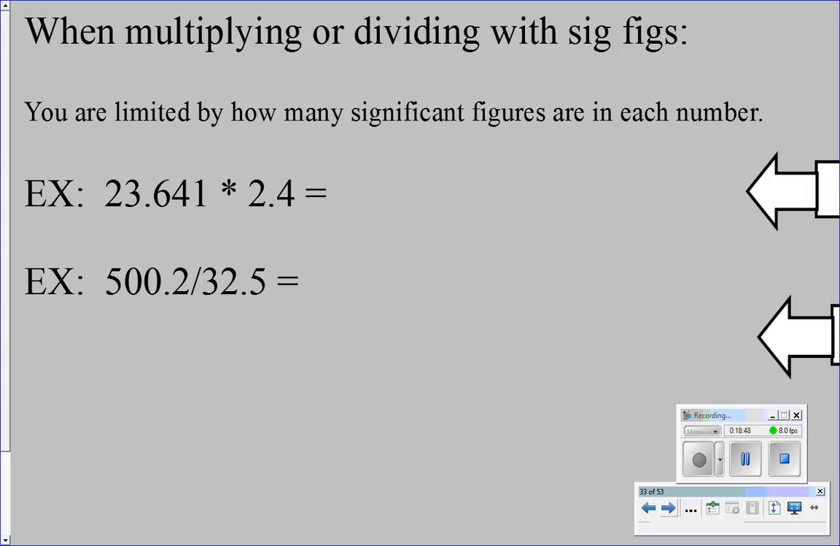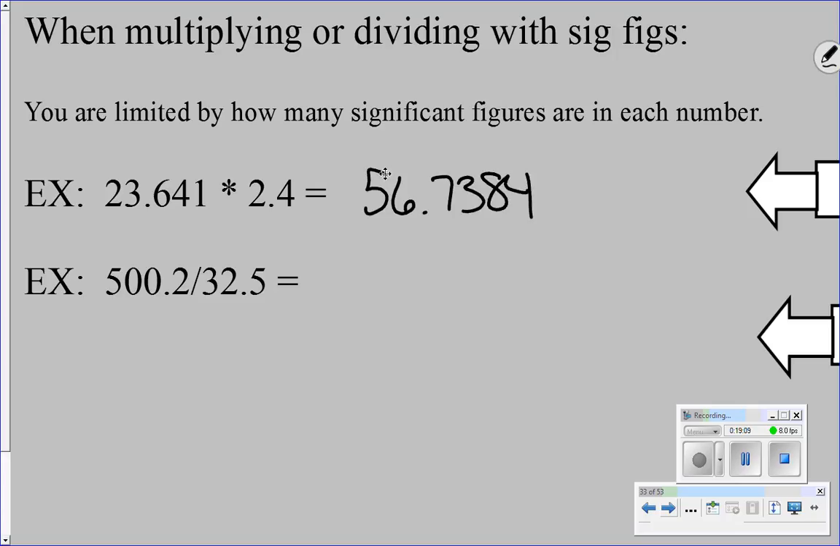For multiplication and division, the rule is a little bit different. Decimal places can move a lot in multiplication and division, so we actually base this on the number of significant figures. So if you punch each of these into your calculators, 23.641 times 2.4, you're going to get a number with a decent amount of decimal places in it.